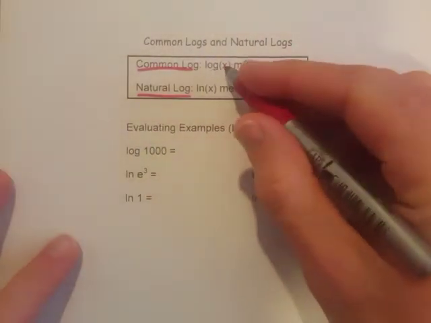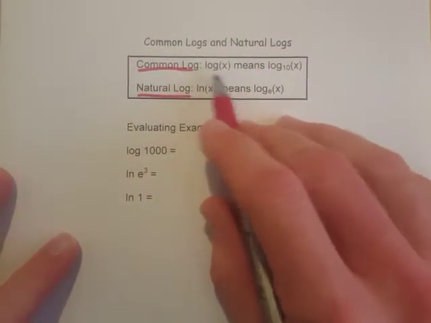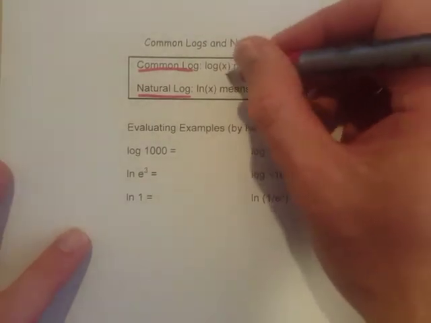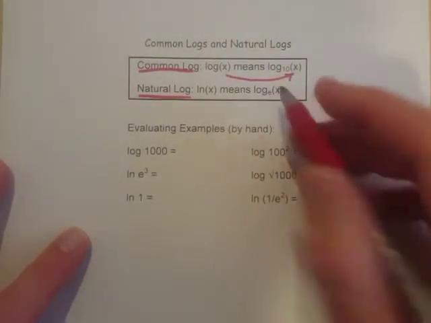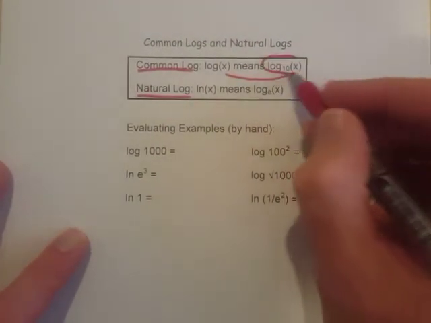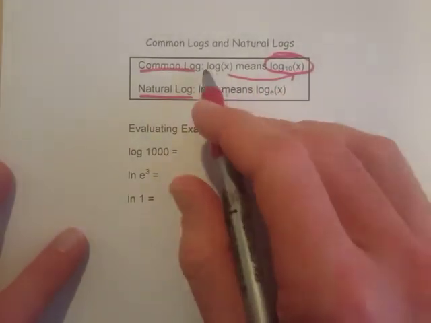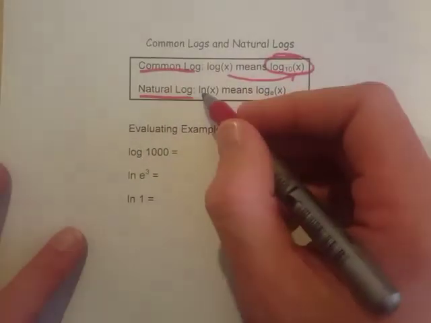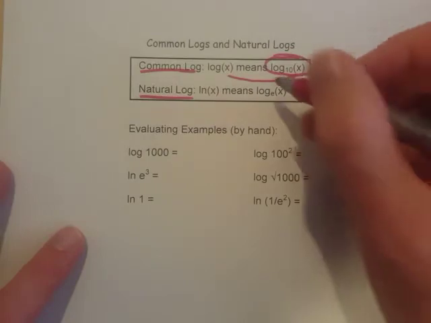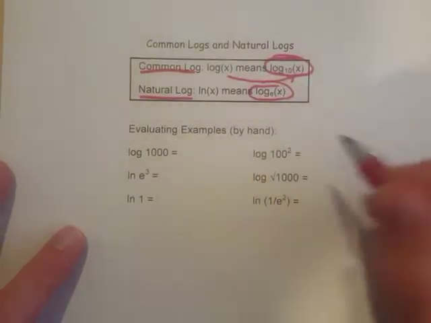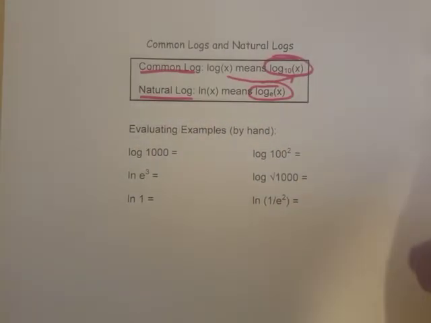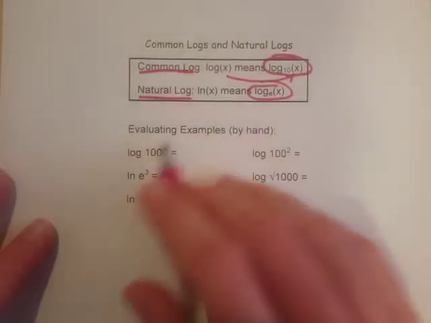So if you see just log without a base, what that implies is that we have log base 10. All right, so just make sure you remember that that's a base 10 if you don't see a base there at all. If it's ln, that means log base e. e is a special number that is used mostly in calculus, but we'll take a look at it from time to time here with certain numbers.